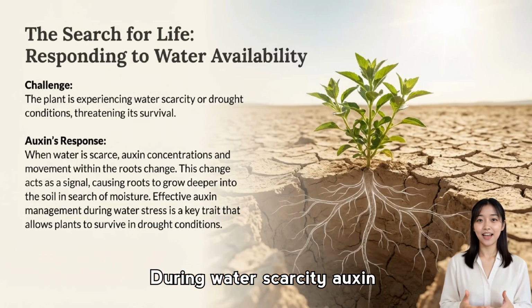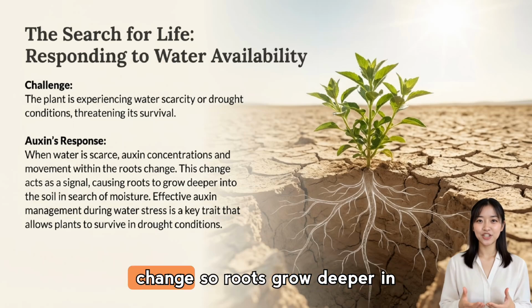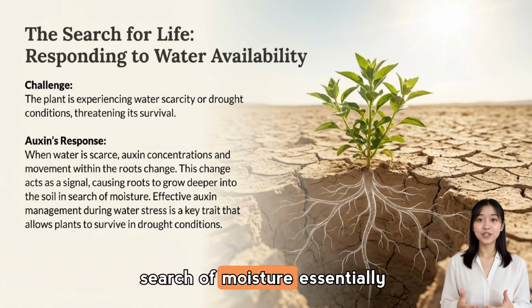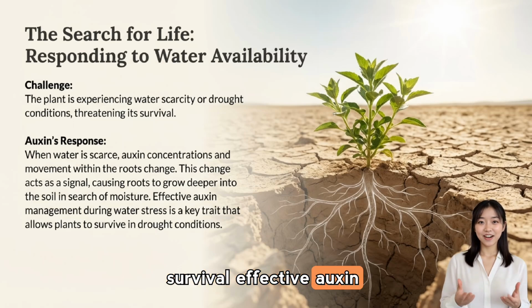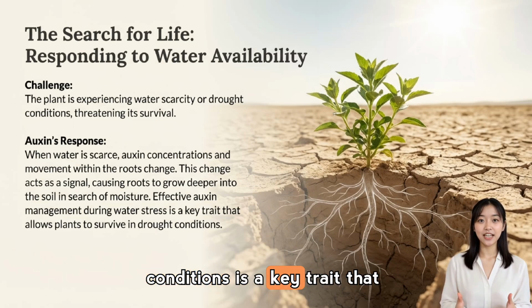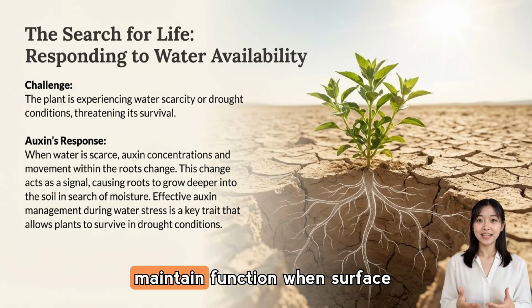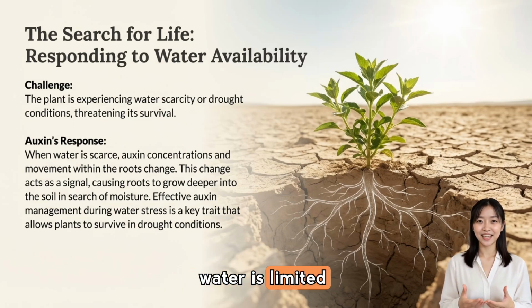During water scarcity, auxin concentrations and flow patterns change so roots grow deeper in search of moisture, essentially foraging downwards to secure survival. Effective auxin management under drought conditions is a key trait that allows plants to survive and maintain function when surface water is limited.